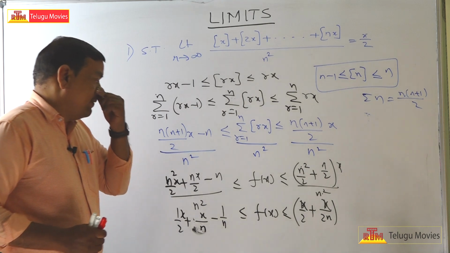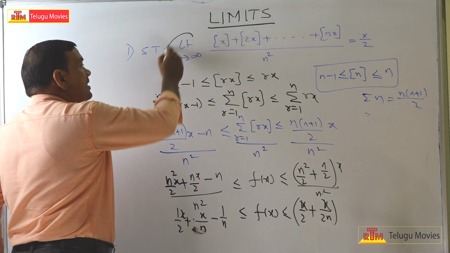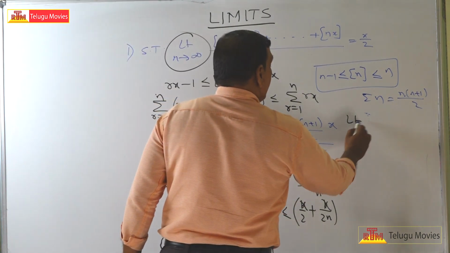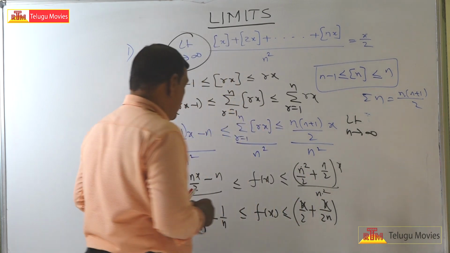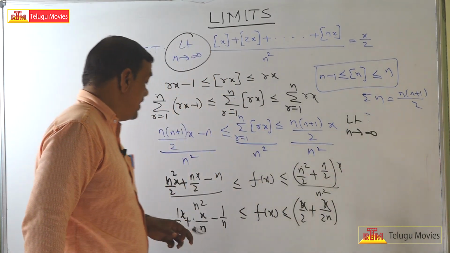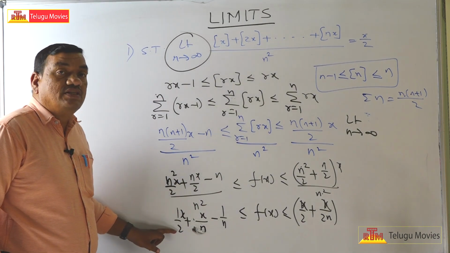Denominator n squared by n will come. Now the problem is almost over. Apply limit n tends to infinity. Here n is a variable, so x can be treated as a constant. So here x by 2 is a constant.